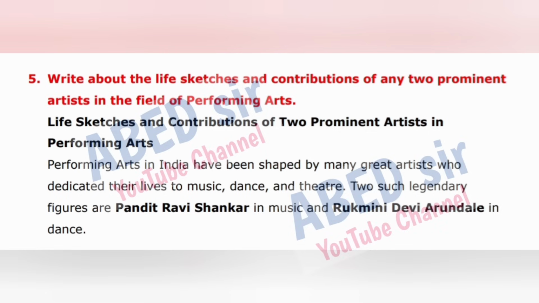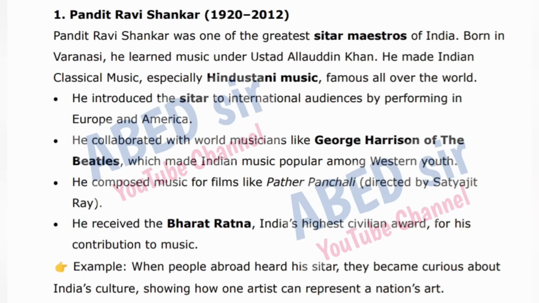Performing arts in India have been shaped by many great artists who dedicated their lives to music, dance, and theatre. Two such legendary figures are Pandit Ravi Shankar in music and Rukmini Devi Arundale in dance. 1. Pandit Ravi Shankar, 1920 to 2012. Pandit Ravi Shankar was one of the greatest sitar maestros of India.